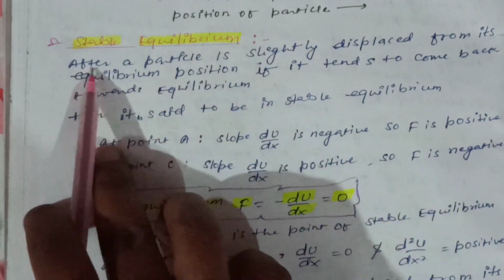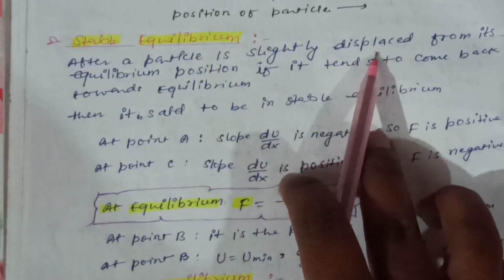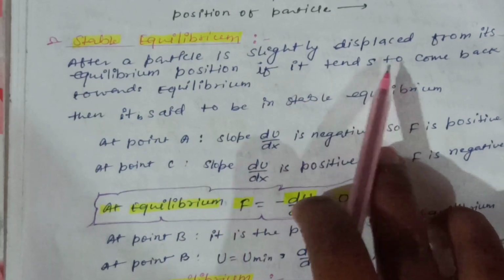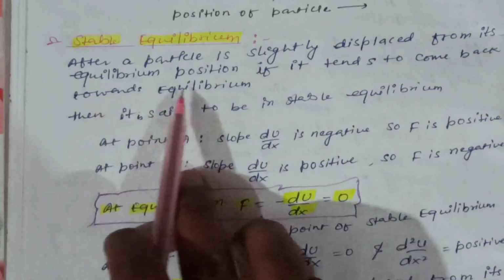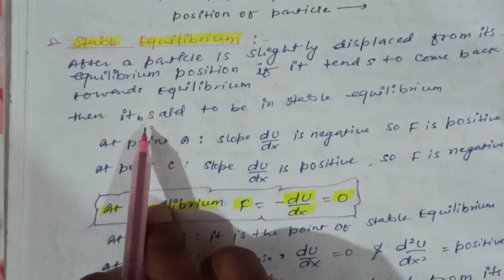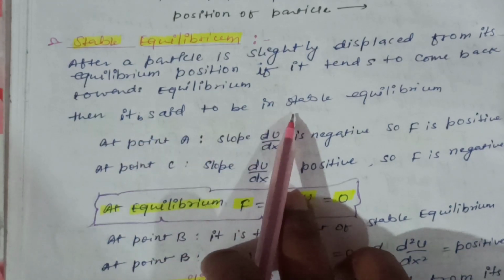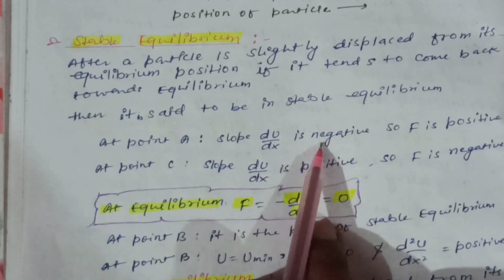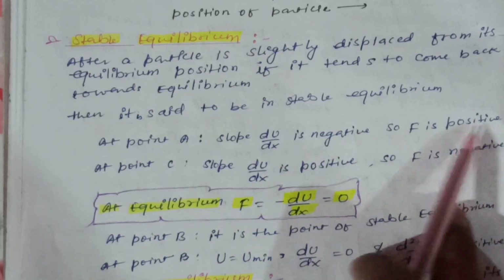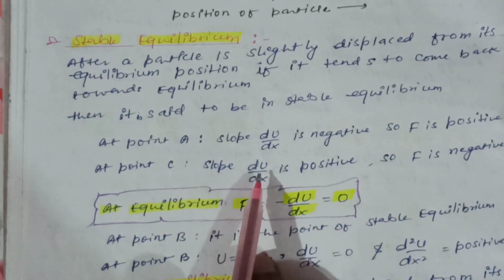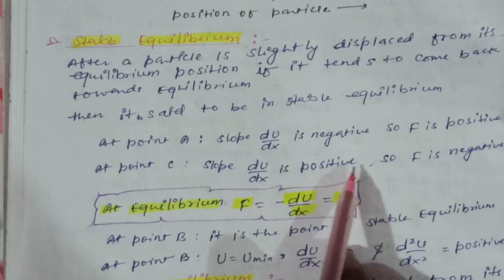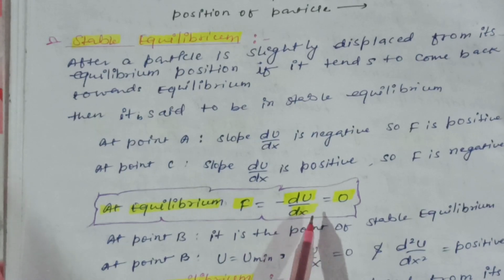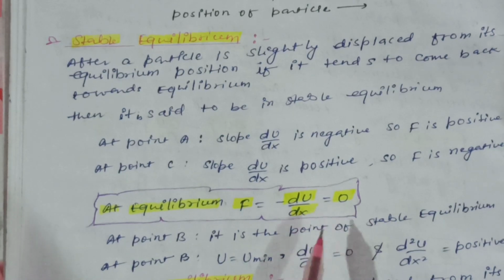Stable equilibrium: after a particle is slightly displaced from its equilibrium position, if it tends to come back toward the equilibrium, then it is said to be in stable equilibrium. At point A, slope dU/dx is negative, so F is positive. At point C, slope dU/dx is positive, so F is negative. At equilibrium, F = -dU/dx = 0.